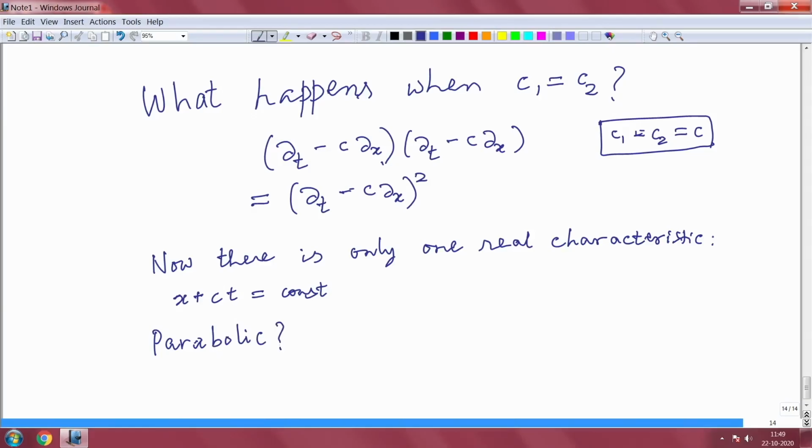And this is this equation. Okay. So, we will continue the discussion on this double characteristic problem in the next class. So, thank you.